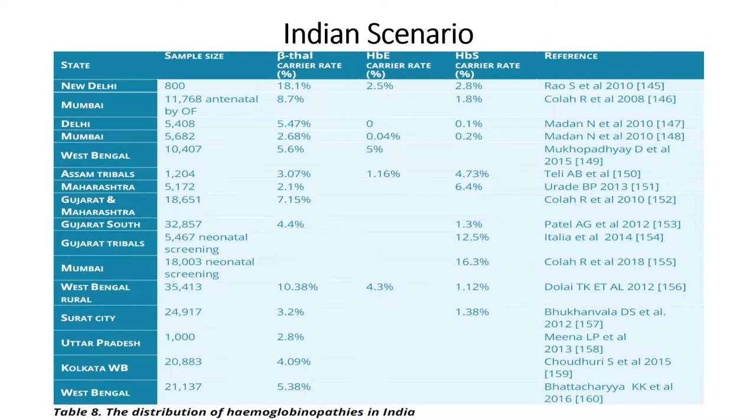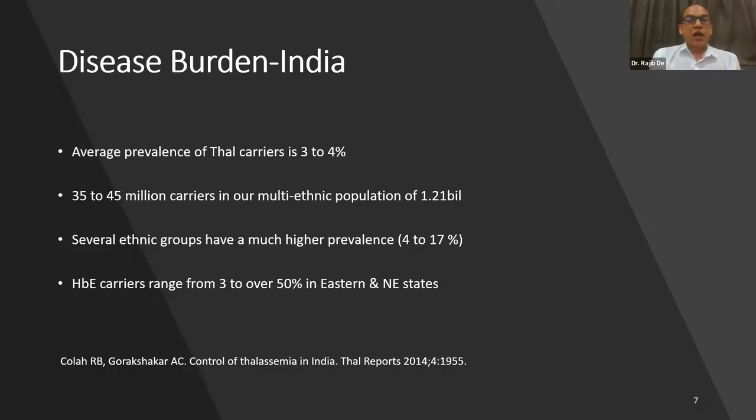Yeah. If we see, all the states are not represented in this TIF manifesto. The states which are mainly represented are Gujarat, with four articles from there, Maharashtra and West Bengal. As per these statistics, the carrier rate of beta thalassemia in India is 3 to 4%, and 35 to 45 million carriers are there in our multi-ethnic population.